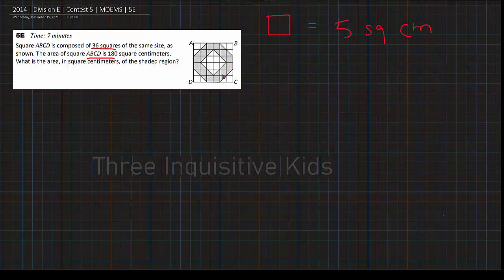So first, what I would do is just have those 180 square centimeters, right? So this whole square ABCD. Then what I'm going to do is cut off the unshaded amount. And then I'll get the final answer of the shaded amount. So first, I'm just going to look at the white amounts.